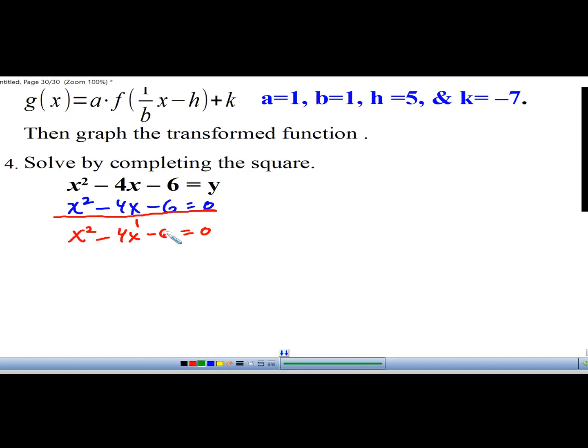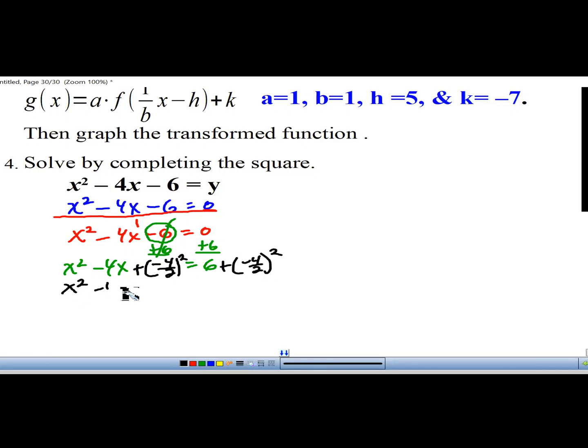Step 3, eliminate the constant. What's my constant? The negative 6, so I add 6. I end up with x squared minus 4x, empty space, equal to 6. I complete the square here. How do I complete the square on this side? Well, I take the coefficient of x and I add that divided by 2 squared. And what do I do to one side? I do to the other side. Let's simplify this. X squared minus 4x plus 4 equals 6 plus 4.